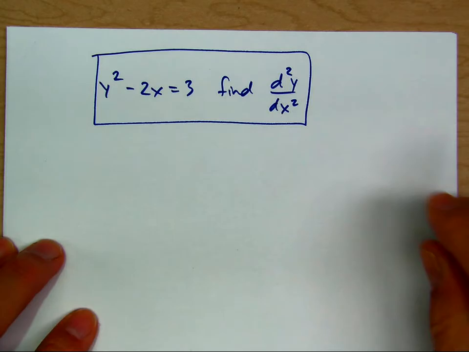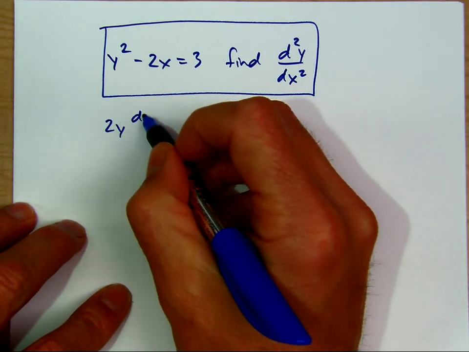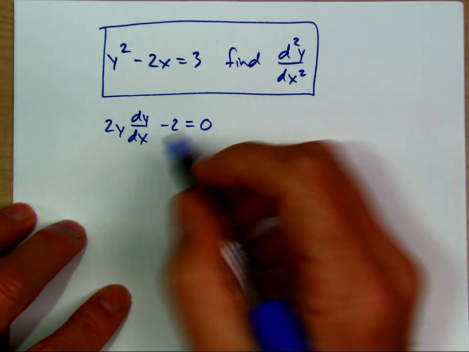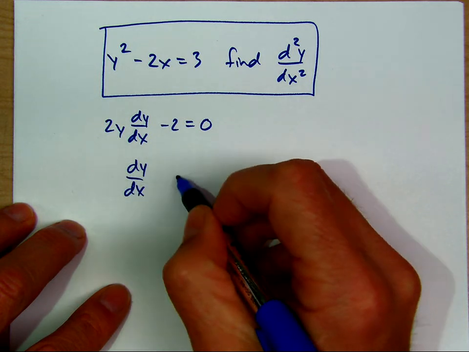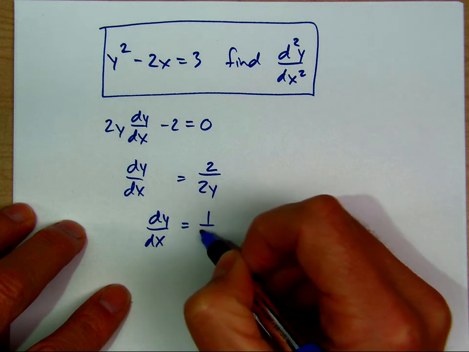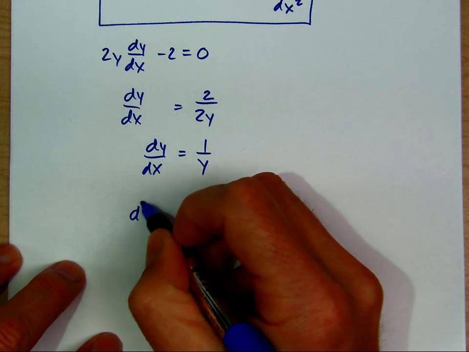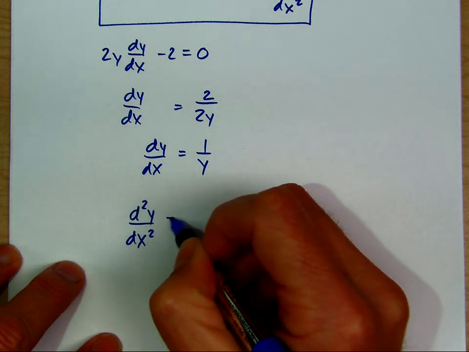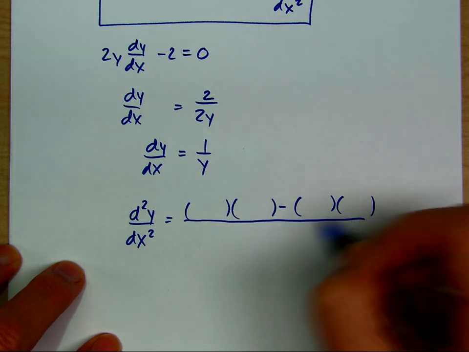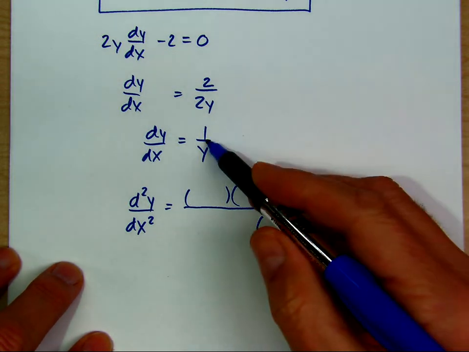All right, pause the video and try that one. Start with the first derivative. Isolate dy/dx. Now find the second derivative. And we could rewrite this with a negative exponent and use the power rule, but I think there might be some confusion about where the dy/dx goes. So let's just use the quotient rule.